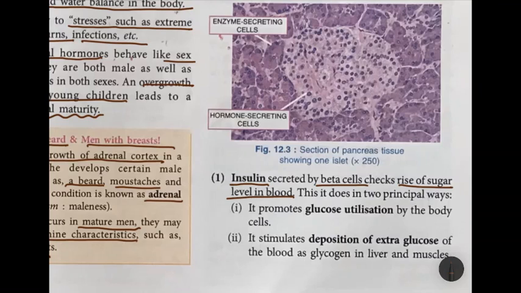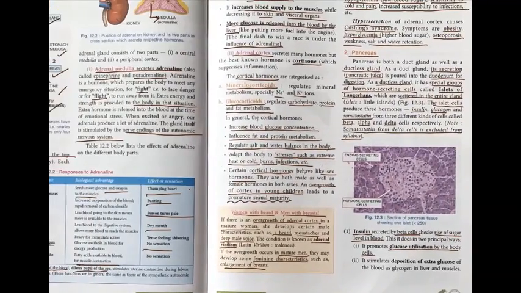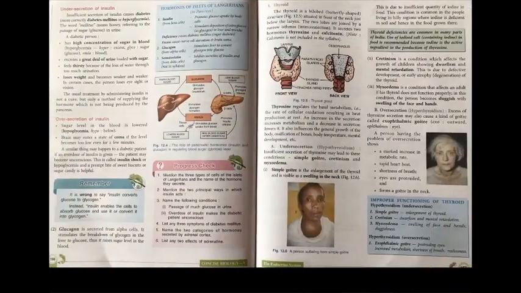So it works in two ways. One is it promotes glucose utilization by the body cells. That is, glucose is used by the body cells. Next is it stimulates deposition of extra glucose. You know that if there is any extra glucose in the blood, it is stored as glycogen in the liver and the muscles. So that is also done by insulin.